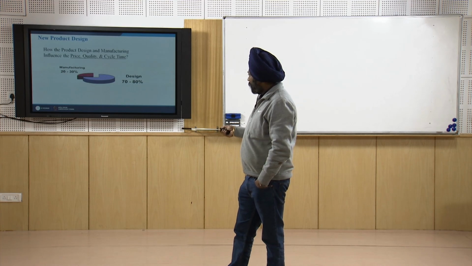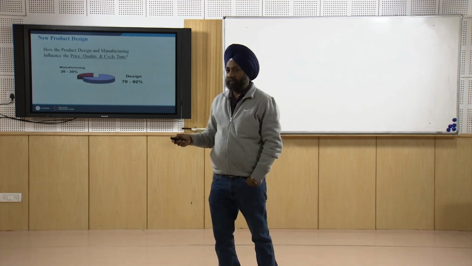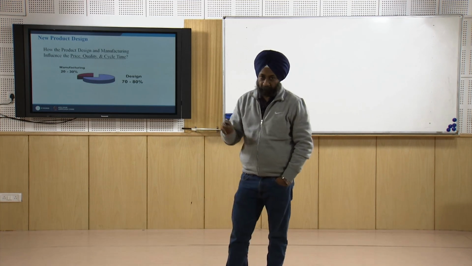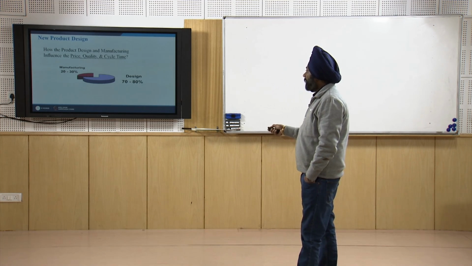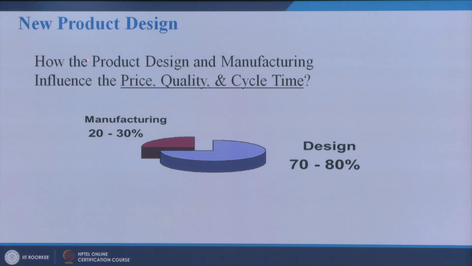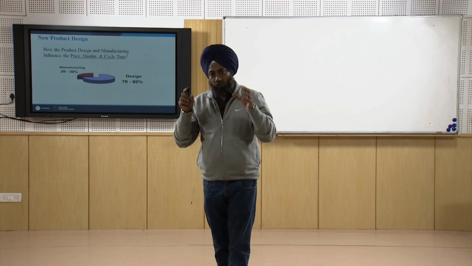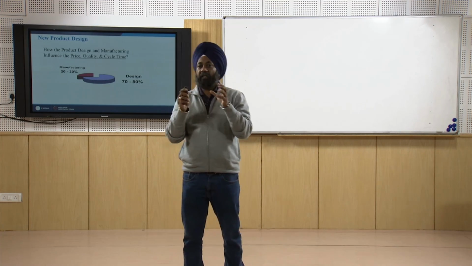Now, how much importance should we give to design is very importantly explained in this particular slide. You can see how product design and manufacturing influence the price, quality and cycle time. So 70 to 80% influence is exercised by design, and only 20 to 30% of the influence has been reported for manufacturing. What does this mean? This means that most of the things get locked at the design stage only.